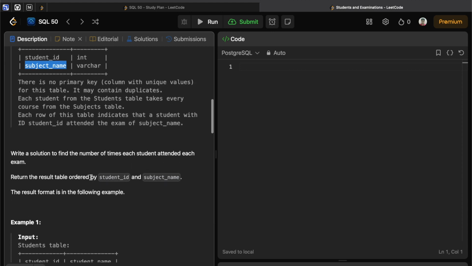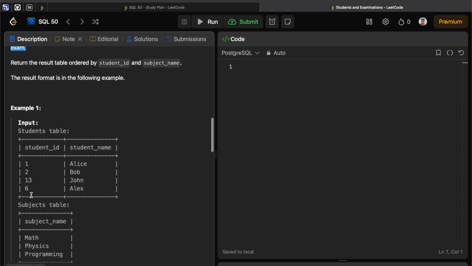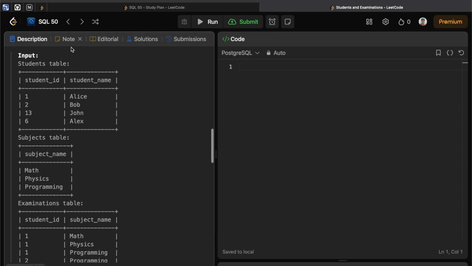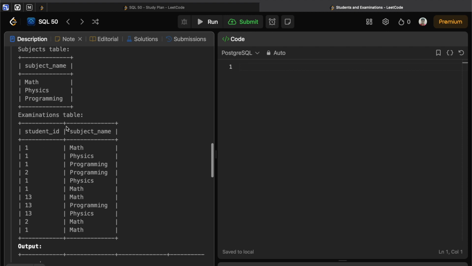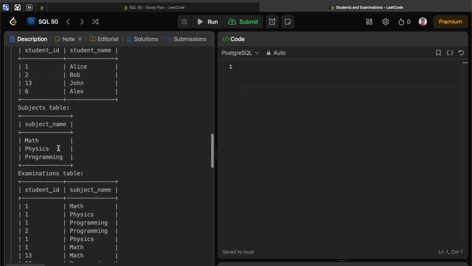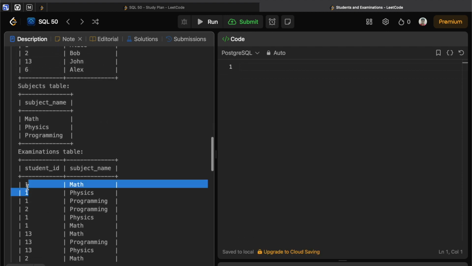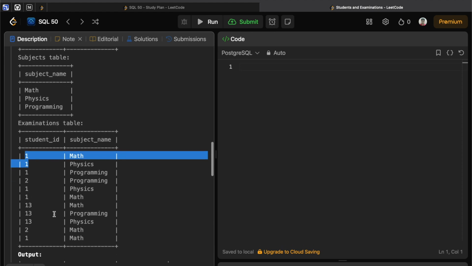So what we have to do is write a solution to find the number of times each student attended each exam, right? So this table should be ordered by student ID and subject name. So let's just take an example, right? So the students table has these four students, and there are three subjects. And if you see the examinations table, there's student ID 1 who has taken all these exams, right?